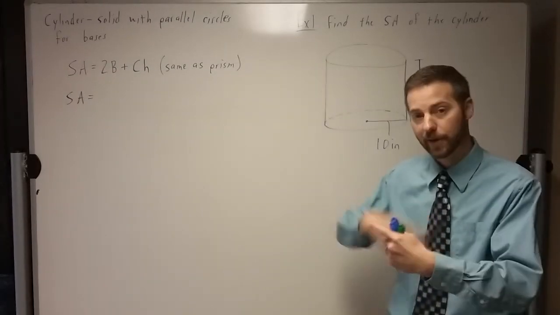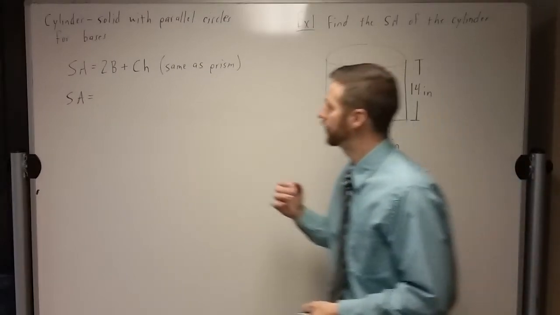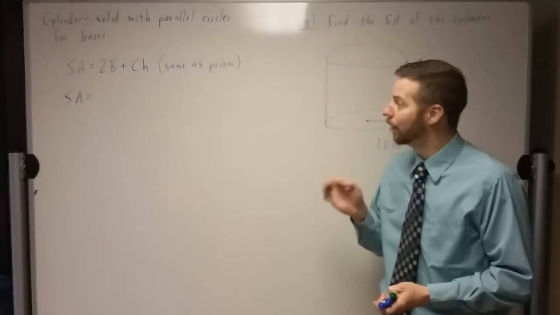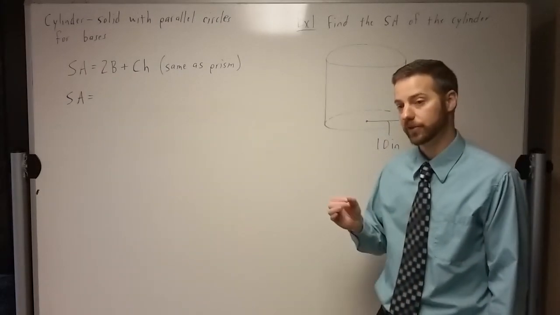But they're both the distance around the outside of the shape. And so this is actually the exact same formula that we just had for a prism. However, we can be more specific with a cylinder.